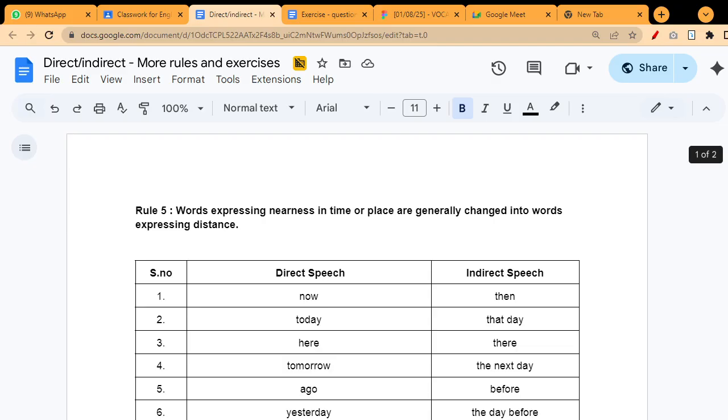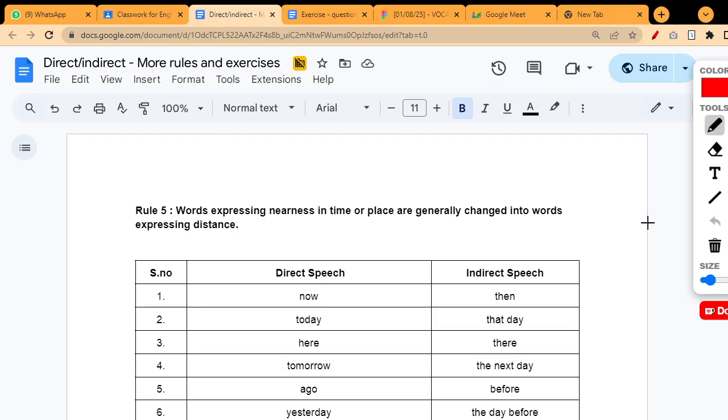First one, which is rule number 5: words expressing nearness in time or place are generally changed into words expressing distance. So which means what? कि अगर अभी की बात हो रही है तो जब हम indirect में करते हैं तो हम तब की बात करेंगे, तो अब को हम तब बना देंगे.